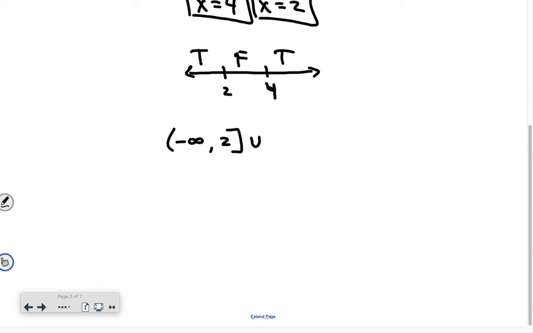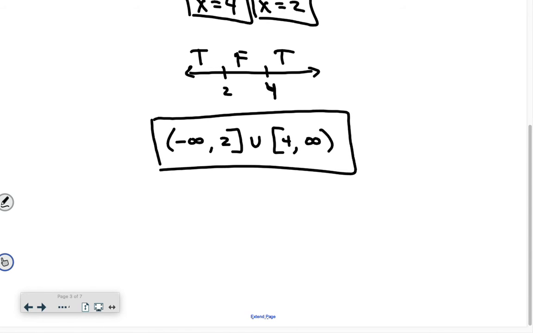But I have a second one, so we got to put the union in there. Or, starting at 4, once again including that number, and going to infinity. So any number in either one of these intervals will satisfy that original quadratic inequality.